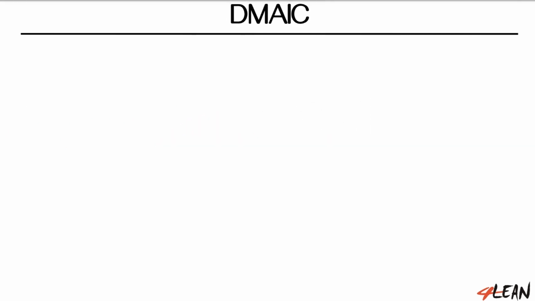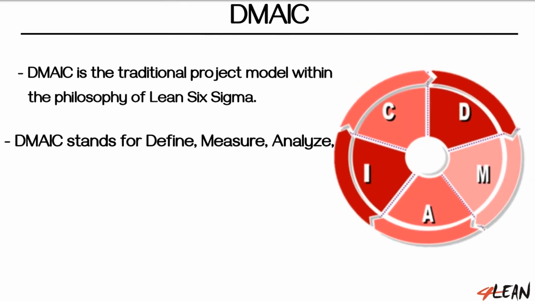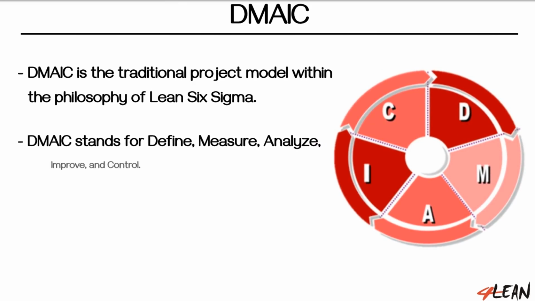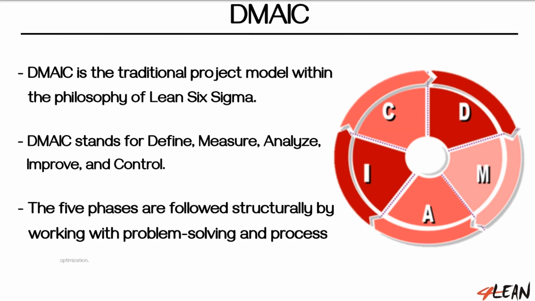DMAIC is the traditional project model within the philosophy of Lean Six Sigma. DMAIC stands for Define, Measure, Analyze, Improve, and Control. The 5 phases are followed structurally by working with problem solving and process optimization.